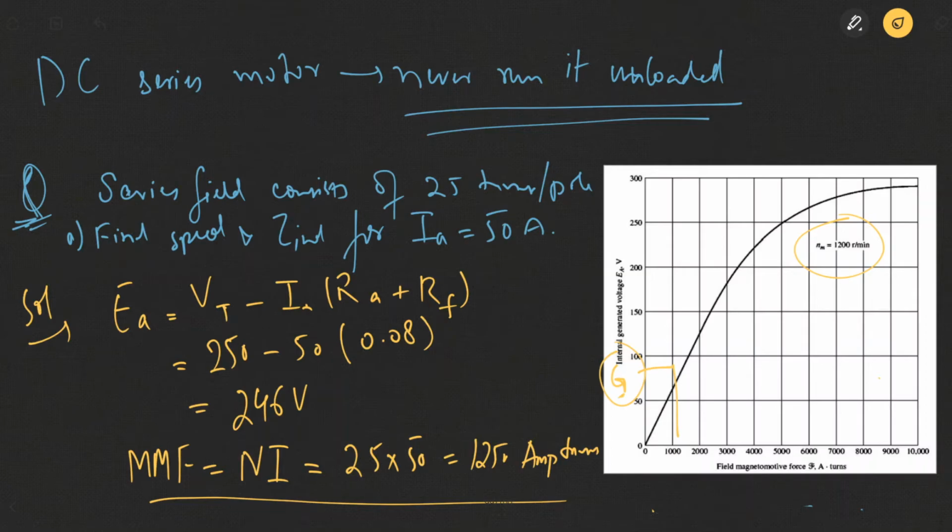We can also roughly estimate the value of speed from this magnetization curve. At 246 volts, it may actually give us a higher speed because of the saturation effect. To find the actual speed, we use the equation that we have derived, and from that we see that the actual speed is equal to 3690 RPM, somewhere around that range. So this is about DC series motors and their torque speed characteristics. We need to study the speed control of the DC series motor. That we'll do in the next session.